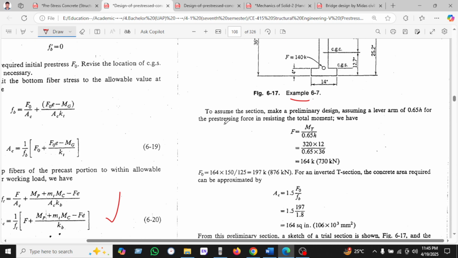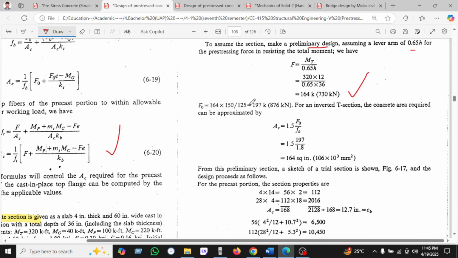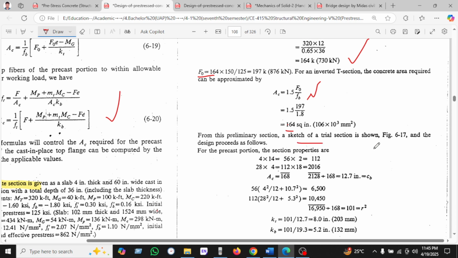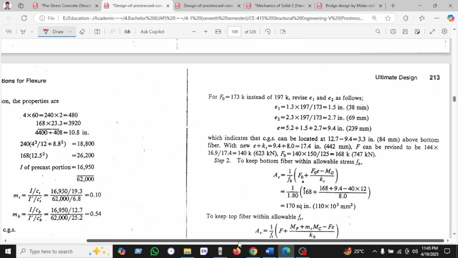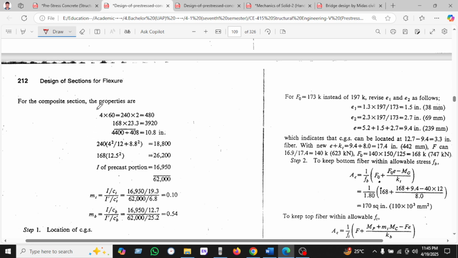Okay, so assume the section and make a preliminary design for the lever arm. We can use this formula to find F, and after getting F, we use F0 and calculate the area of concrete, which is found below. From the preliminary section sketch in the trial section we found this, the area of concrete we found 168, and K top and K bottom are found respectively below. Now for the composite section the properties are given here.